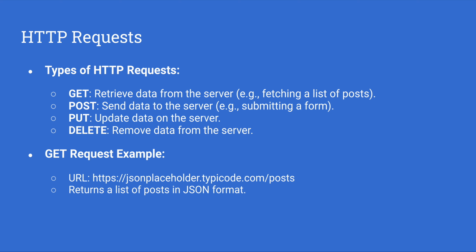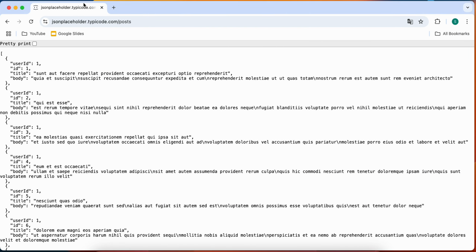GET request, for example. Here is the URL of a GET request, which returns a list of posts in JSON format. Okay, so here is the request we pasted in our Chrome, and here is the JSON response we are getting.